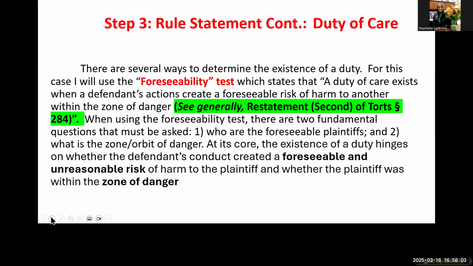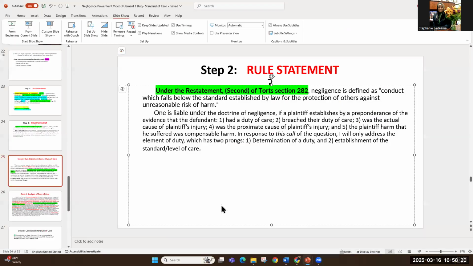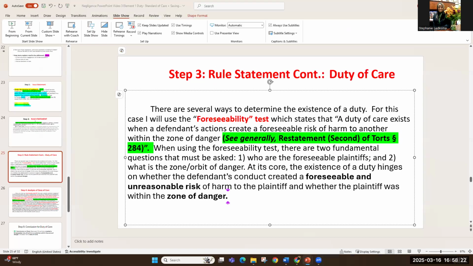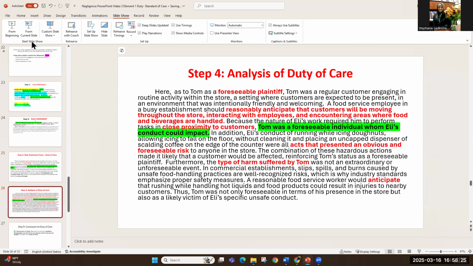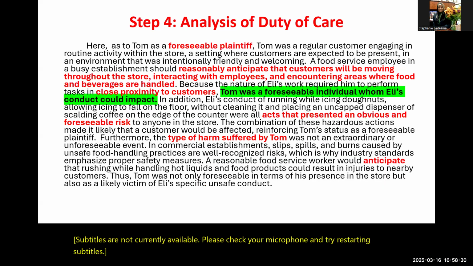At its core, the existence of a duty hinges on whether or not the defendant's conduct created a foreseeable and unreasonable risk of harm to the plaintiff and whether the plaintiff was within the zone of danger. I don't necessarily need it, but it absolutely makes it very easy to transition to my next paragraph. And I take all of that into consideration when I'm writing. Well, I've got the rule for negligence, and now I have the rule for the test that I'm going to use for duty.